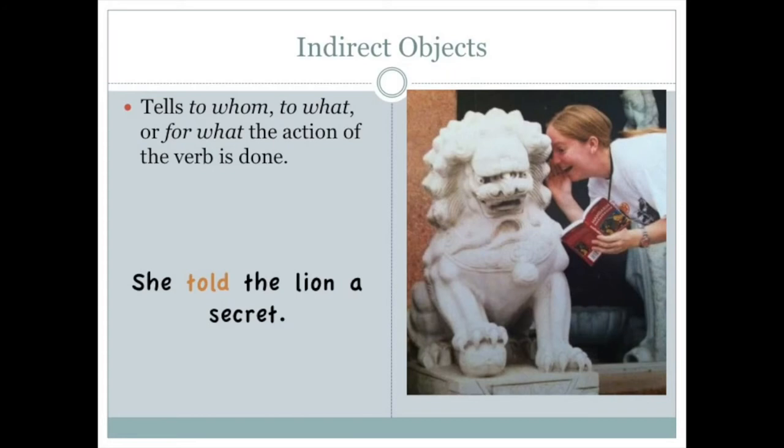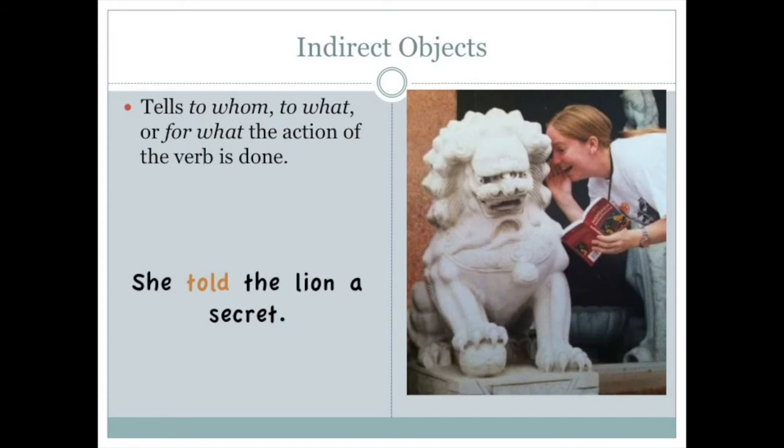In the previous video, the opponent received the action of being jabbed, which makes the opponent the direct object of the action verb, jabbed. Now, sometimes in some sentences, if you have an action verb, you might have an indirect object as well as a direct object. An indirect object tells to whom, to what, or for what the action of the verb is done.